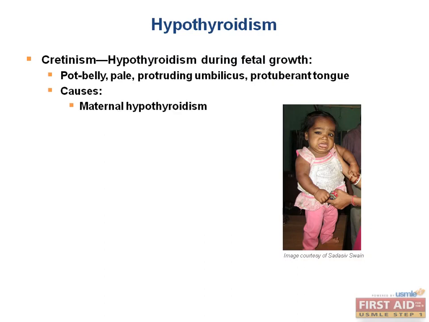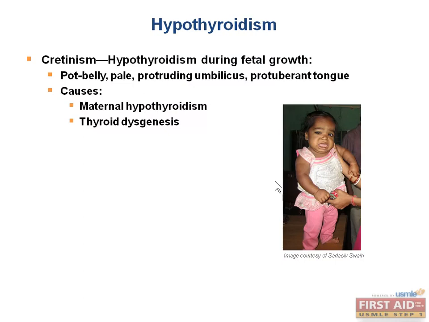Cretinism is usually caused by maternal hypothyroidism, and the mother might be hypothyroid because she is not getting enough iodine in her diet. Or if she is already hypothyroid, she may not be taking her thyroid supplements. Other causes of cretinism include failure of the thyroid to develop, and this is known as thyroid dysgenesis.